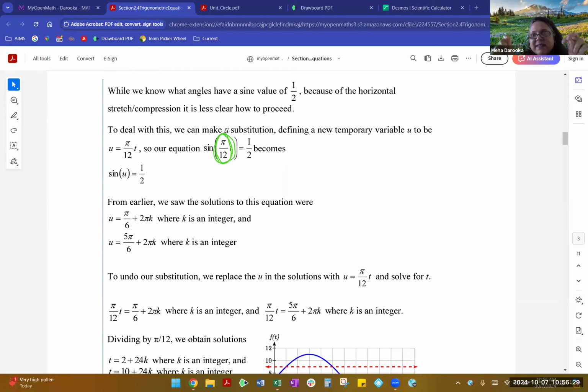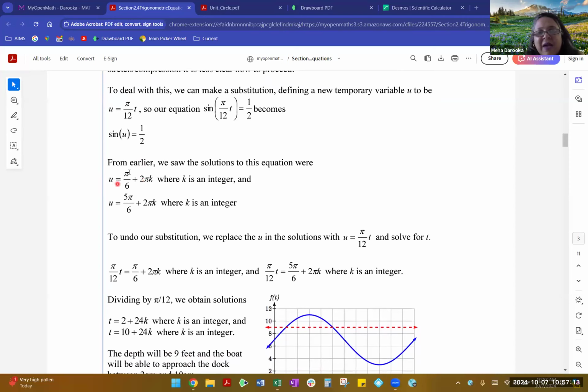Remember how we had talked about A is the amplitude, B is the horizontal stretch and compression. So that's kind of what they're falling back into in terms of that compression. So because we know there's a compression, it becomes a little bit less clear how you're going to solve this. So we actually now go into substitution to help us simplify this calculation. So you're taking the sine of pi over 12t equals 1/2, and you're replacing the value inside the parentheses with u. So we're saying let u represent pi over 12t, and so that will give us sine of u is equal to 1/2.